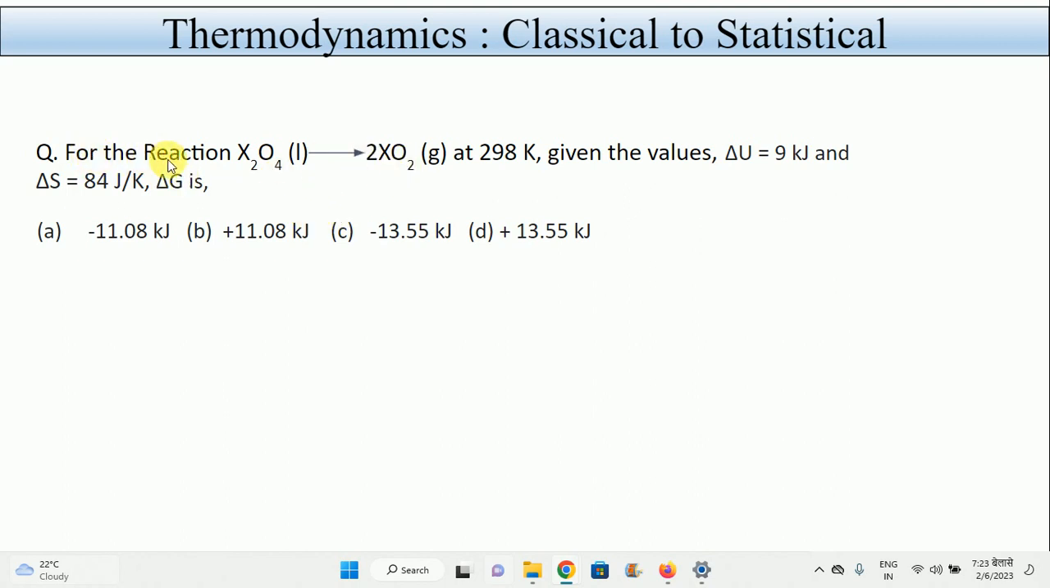So for the reaction X2O2 to XO2, where this is a liquid and this is a gas, at 298 Kelvin, the given values are delta U equals 9 kilojoule and delta S equals 84 joule per Kelvin. Delta G is equal to what? These are the 4 options. Delta G is equal to delta H minus T delta S. Delta S and temperature are given, so all we need to calculate is delta H.